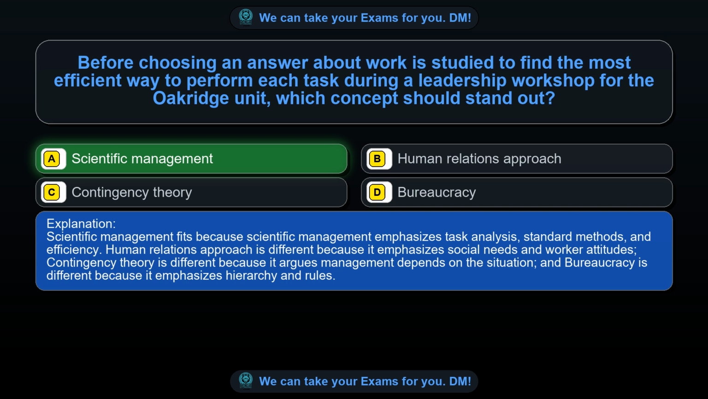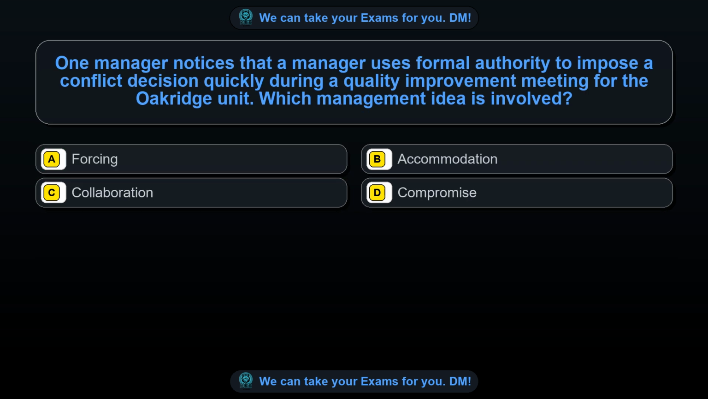Question 75. One manager notices that a manager uses formal authority to impose a conflict decision quickly during a quality improvement meeting for the Oak Ridge unit. Which management idea is involved? Option A, forcing. Option B, accommodation. Option C, collaboration. Option D, compromise. The correct answer is option A, forcing.